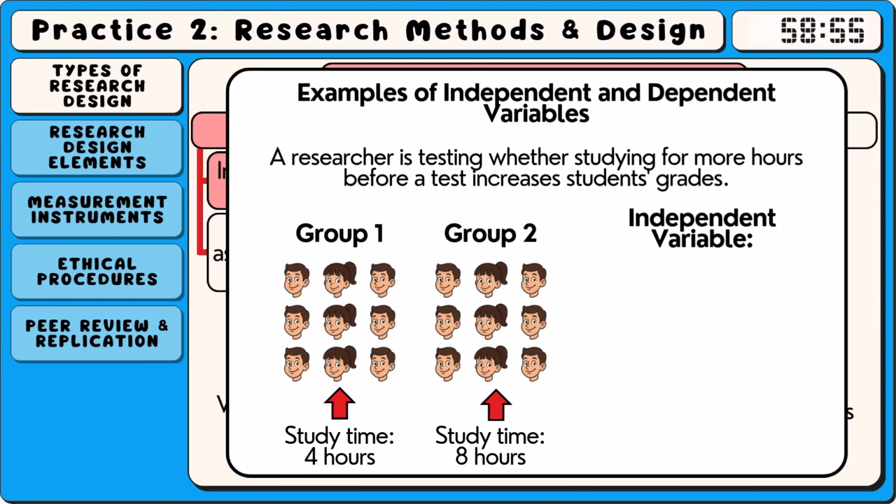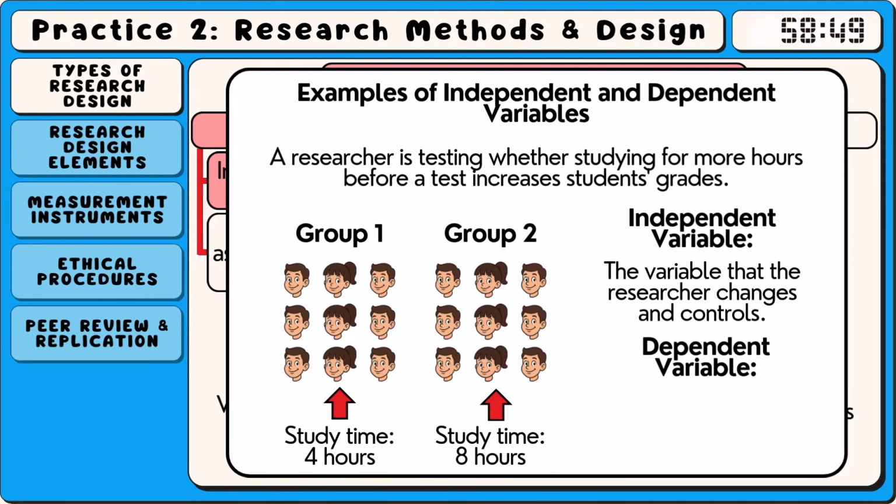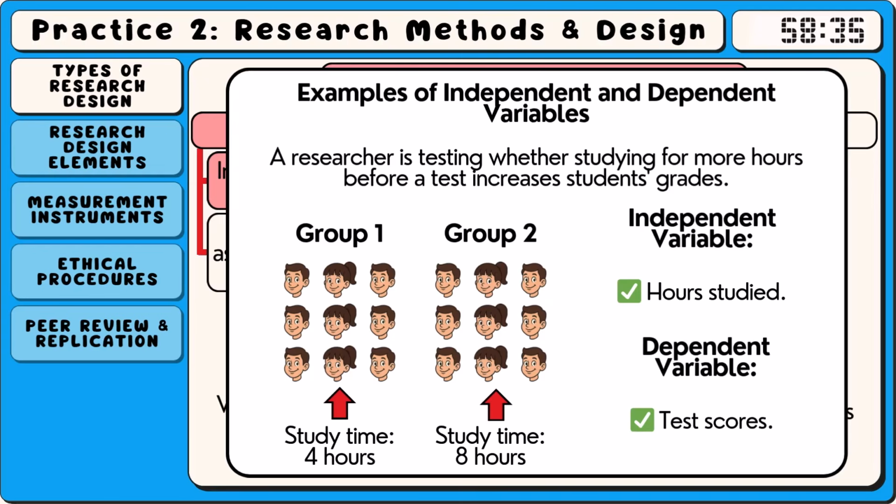Now let's see which variable is the independent variable and which is the dependent variable. Remember, the independent variable is the variable that the researcher changes and controls. The dependent variable is the outcome being measured. So if you said that the independent variable was hours studied, you'd be correct. The researcher is actively controlling this. Meanwhile, the students' test scores is the end outcome that the researcher wants to measure.